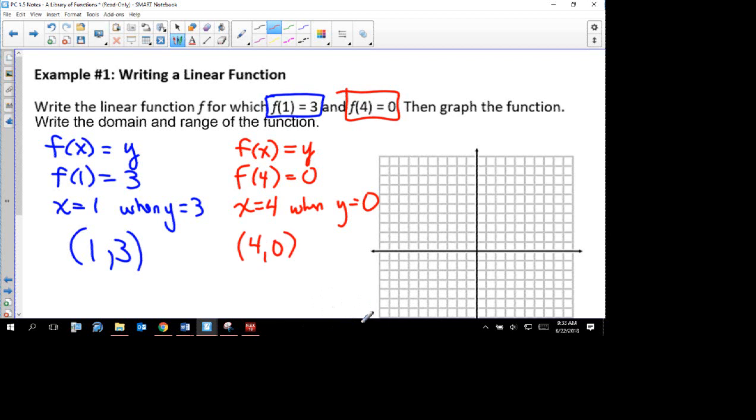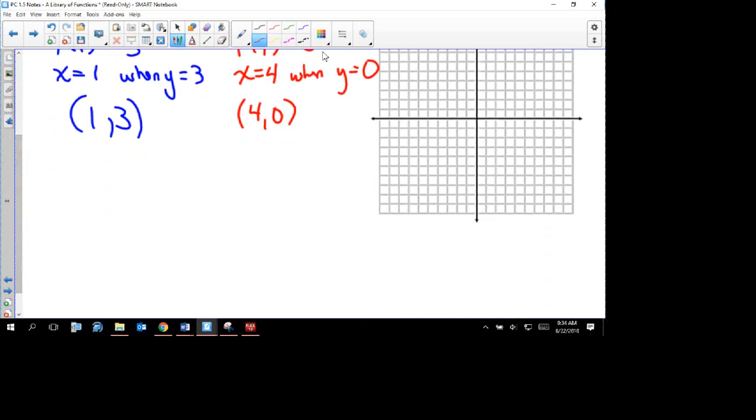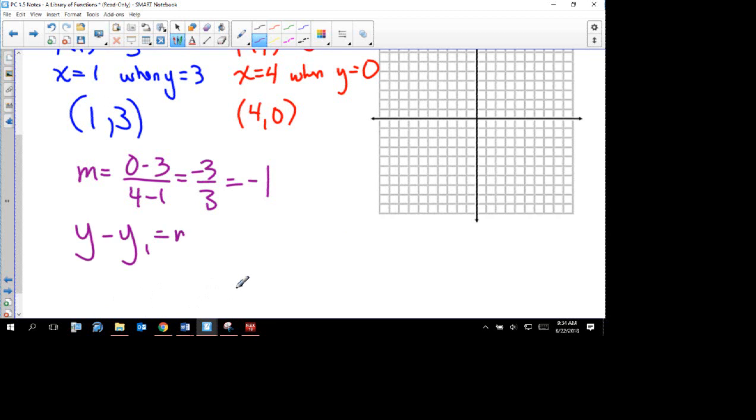Now we have to write the function, which is the equation, just in function notation. So we have to write the equation of this line. How do I write the equation of this line? What do I find? Slope. You know how to do that? Got my slope. What do I do now? Plug it into y minus y1 equals slope times x minus x1.